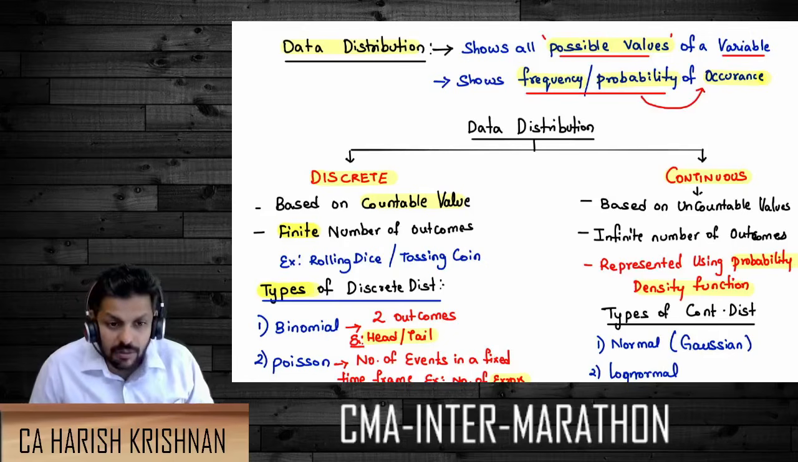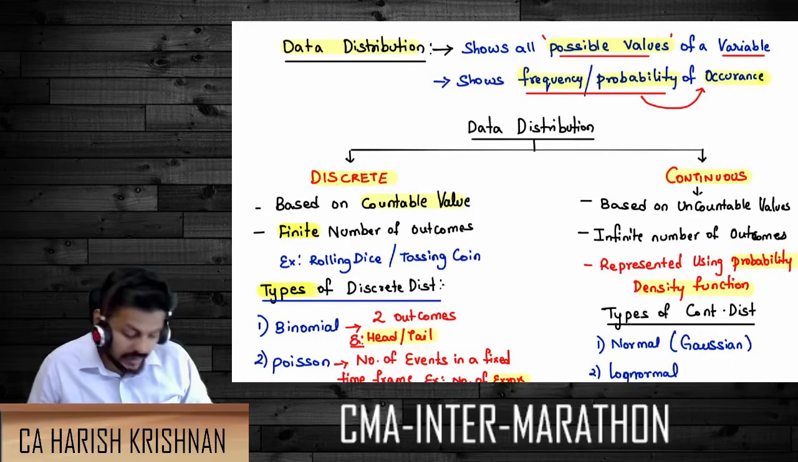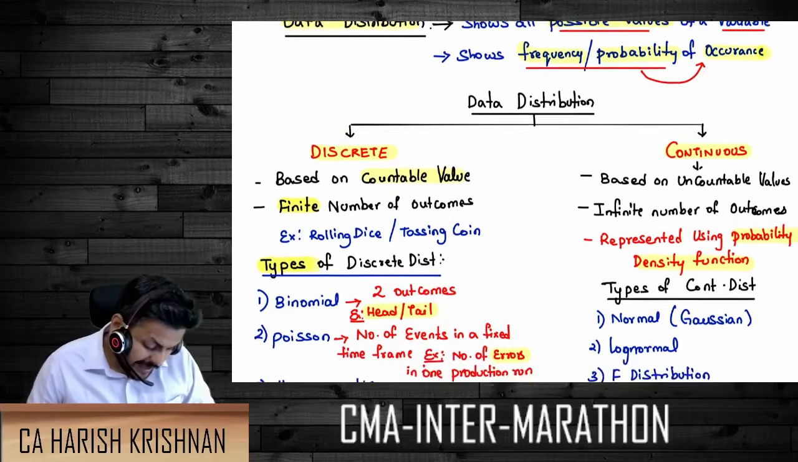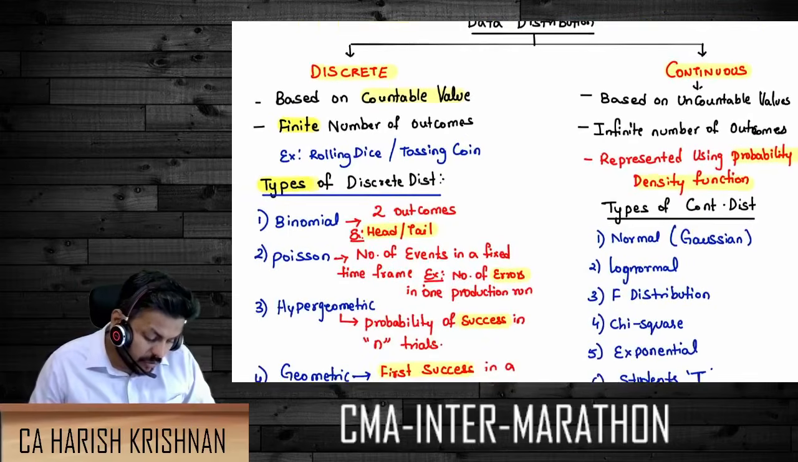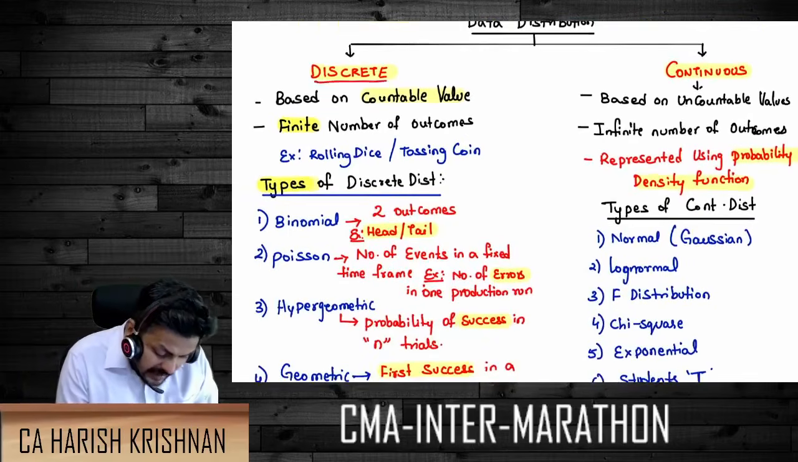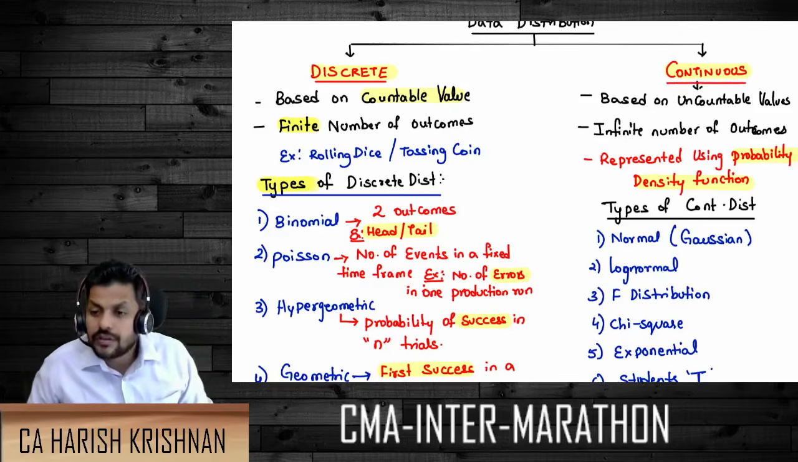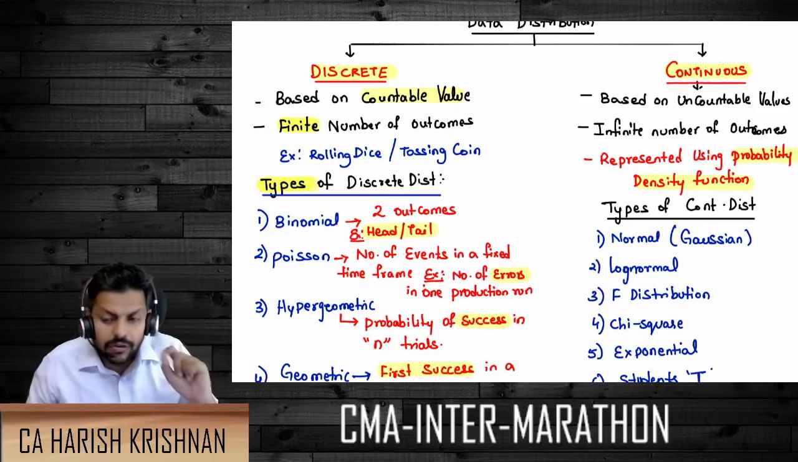Now that is why we talk about normal distribution, binomial distribution, Poisson distribution. All these are the number of possibilities based on the outcomes, right? So going by that, we're talking about some of these aspects, right? Data distribution is classified into discrete data distribution and continuous data distribution. So discrete means again here based on countable values, right?